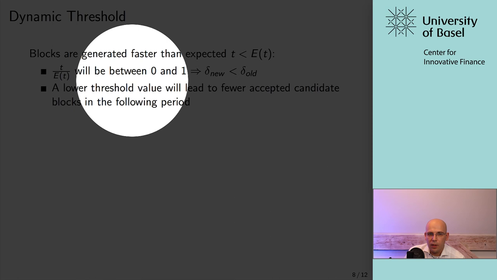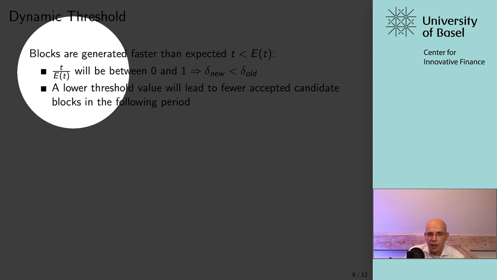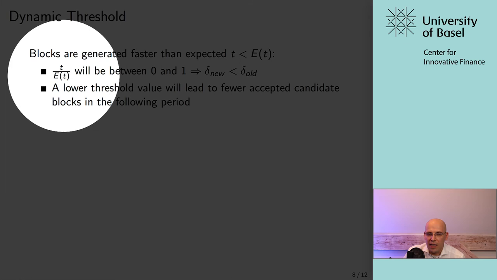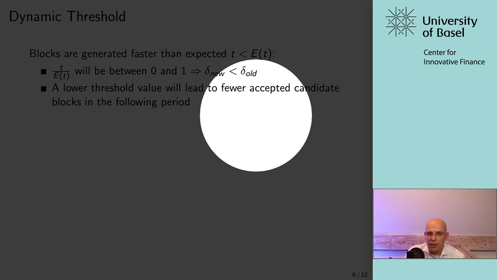When the t right here is smaller than expected t, then obviously this fraction has to assume values between 0 and 1. I mean, that's quite easy to see. And when this assumes values between 0 and 1, this means that the lower threshold value will lead to fewer accepted candidate blocks in the following period. Why do I say that?